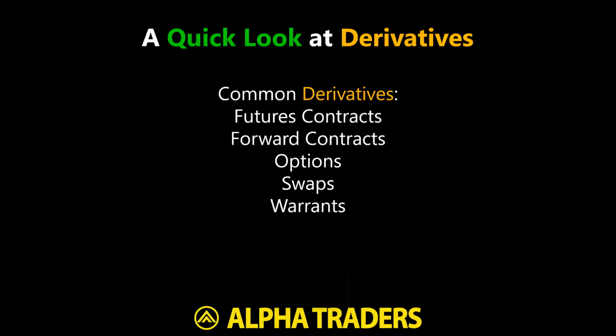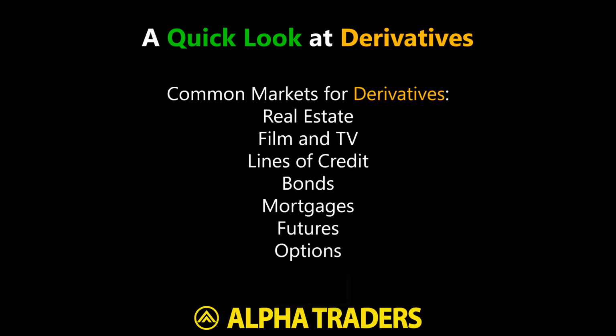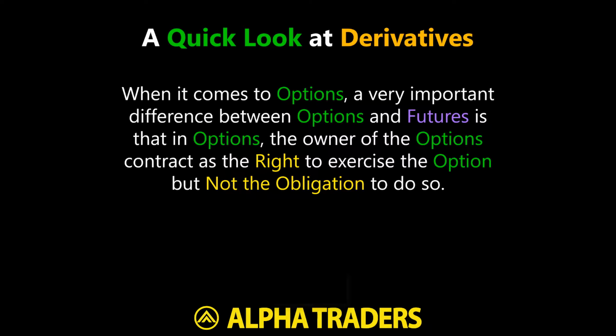Now, common derivatives: futures contracts, forward contracts, options, swaps, and warrants. These are all very common to the derivative market. As far as sectors are concerned, the markets for derivatives include real estate, film and TV, lines of credit, bonds, mortgages, futures, and options. We're mostly concentrated on options. Down the road, maybe we'll talk a little bit more about futures, as there are a lot of similarities between options and futures. And we'll talk about one of the differences right now.